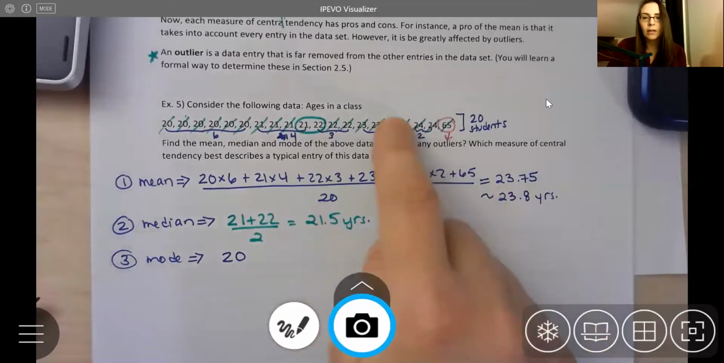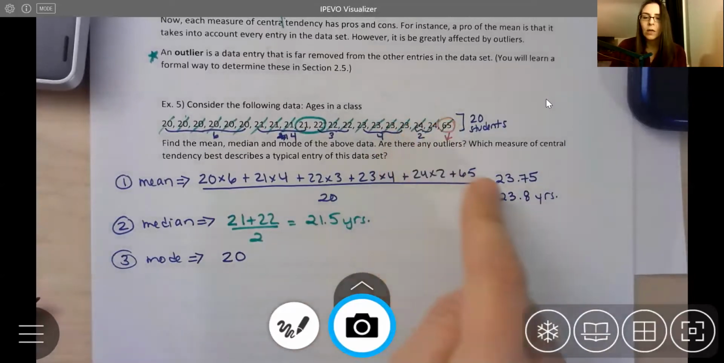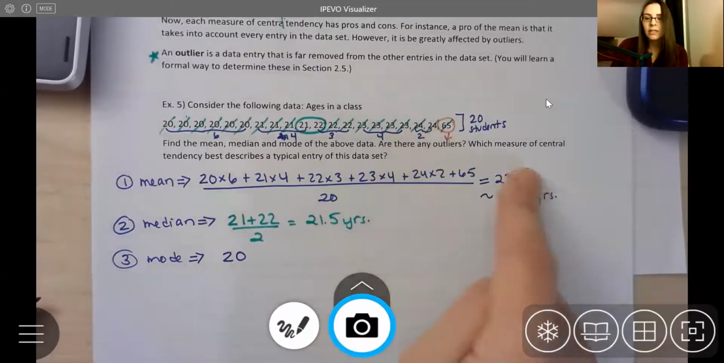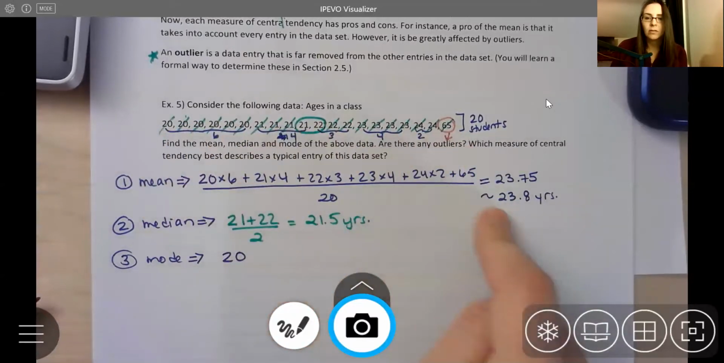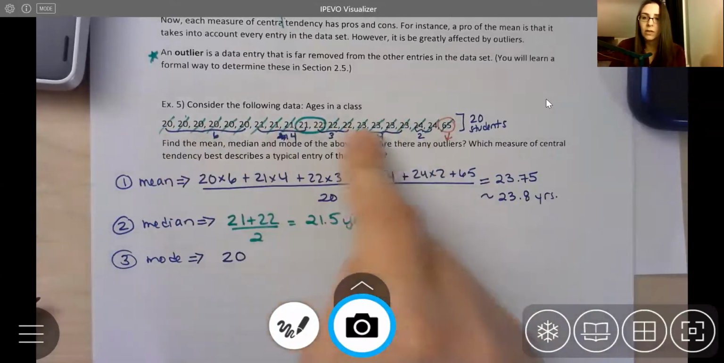Now, if I look, that mean is way up here, right? It's almost at the end of my data set. What's happened is it's getting pulled by that 65. So this is a little bit high, right? If I look at most people in the class, about 24 years old is very high. Most students are younger than that, right?